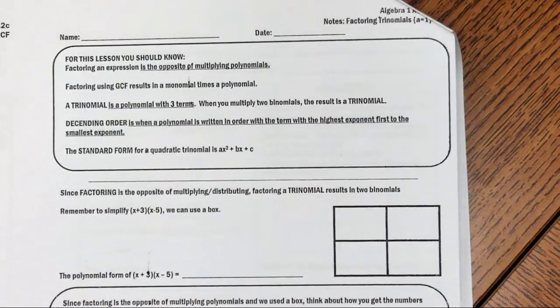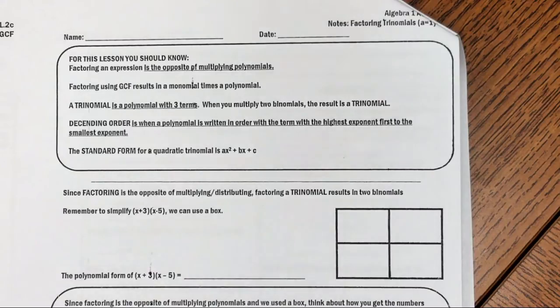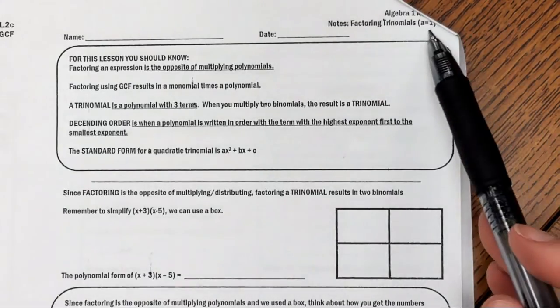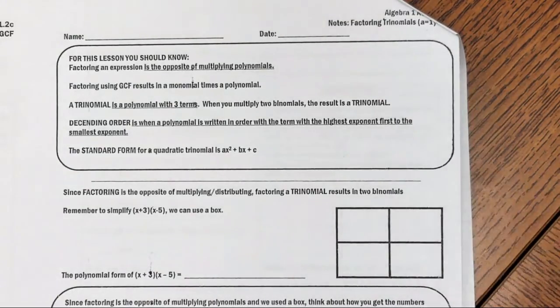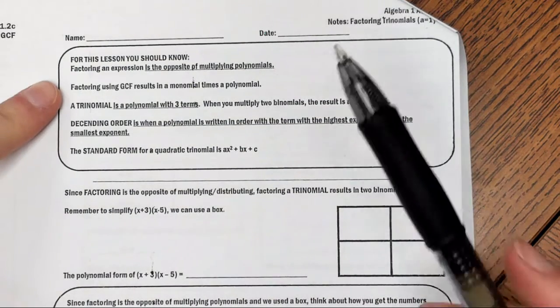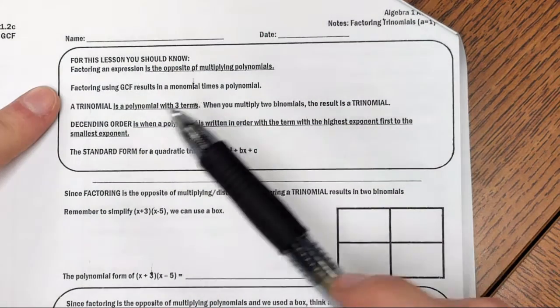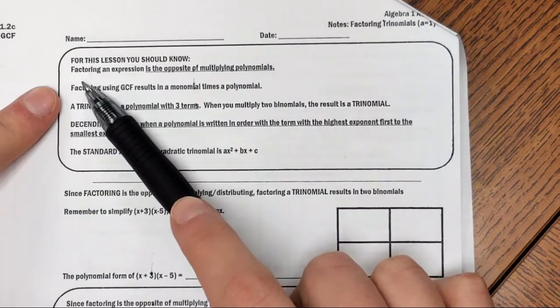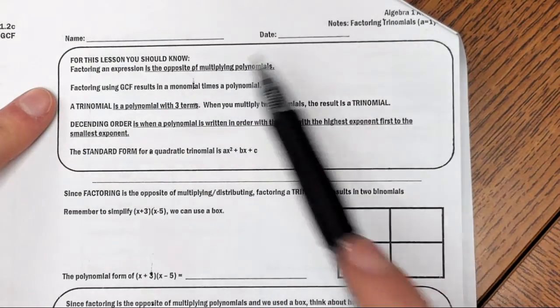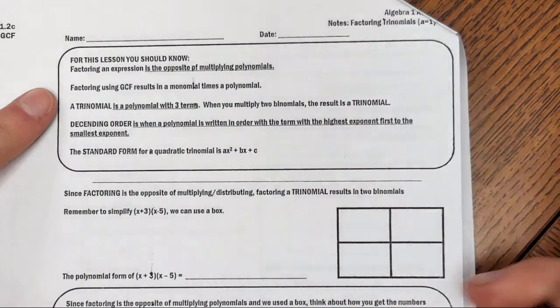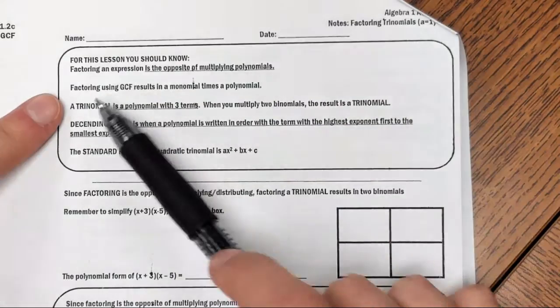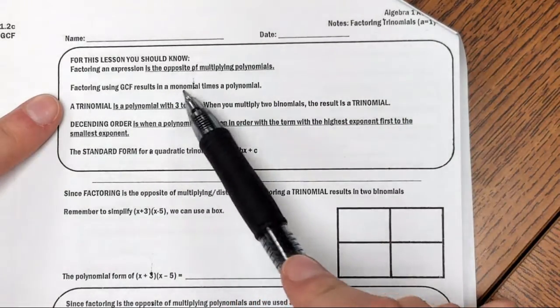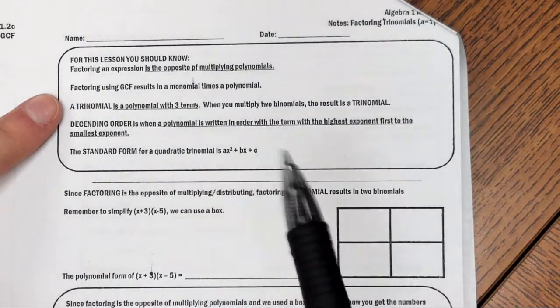In this video, we're going to talk about how to factor a trinomial when the first term starts with a coefficient of 1, or a equals 1. Before this lesson, we should already know that factoring an expression is the opposite of multiplying polynomials. So we're taking a product and going back to the factors. Factoring using the GCF results in a monomial times a polynomial. We talked about that earlier.